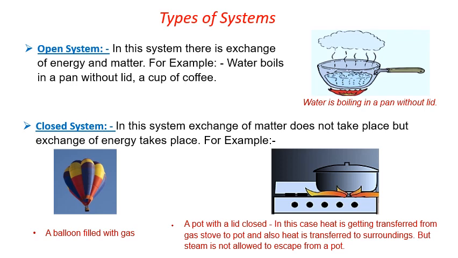But when exchange of matter doesn't take place, but exchange of energy takes place, then such a system is a closed system. For example, a balloon filled with gas and a pot with a closed lid. Because in this case, heat is transferred from the gas to the pot and also to the surroundings, but steam is not allowed to escape from the pot.